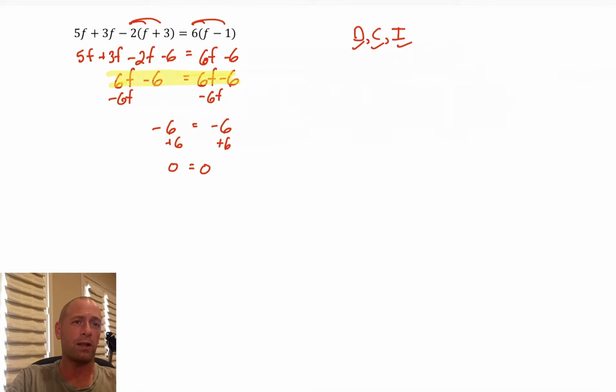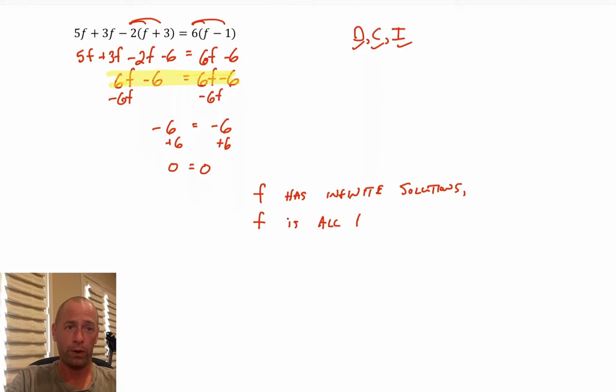What I just highlighted is the key, and if you hit that point, you can stop. Because what you realize is the left and the right are the exact same expression. That means it doesn't matter what you plug in for the variable f, the left and the right-hand side will always be equivalent. This is a mathematical identity. So if you wanted to finish off this problem and make your teacher happy, please tell them that there are infinite solutions for f, or state that f is all real numbers.